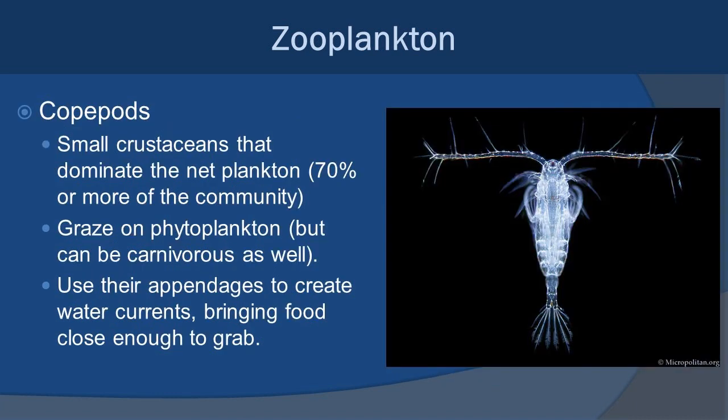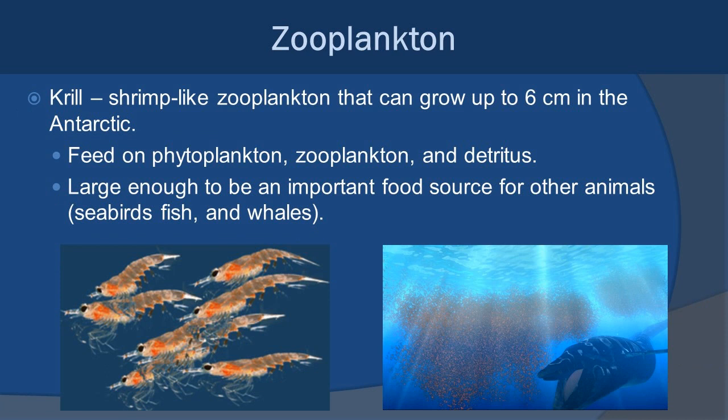Solidly in the zooplankton category are copepods, which are small crustaceans that dominate the net plankton. They account for about 70% of the community, and they graze on phytoplankton, but will also be carnivorous if given the opportunity. They actually use their appendages to create water currents that bring food close enough to grab and consume. Now, moving up in size, we also have krill.